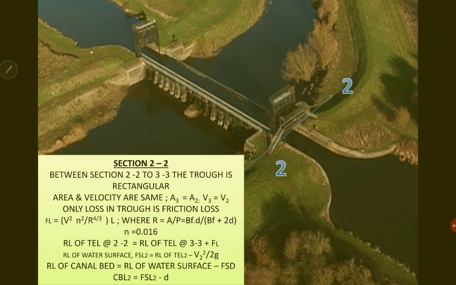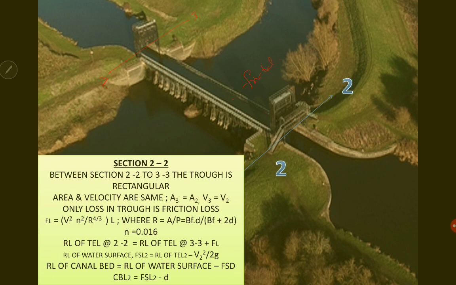At section 2, between section 3 and section 2, it is a rectangular section, isn't it? The whole trough is a rectangular section. The area and the velocities will be the same at 2 and 3. So, what are the losses that may happen when the water moves from 2 to 3? The only loss that can happen here in between is the frictional loss, right? So, in this section, it is frictional loss.